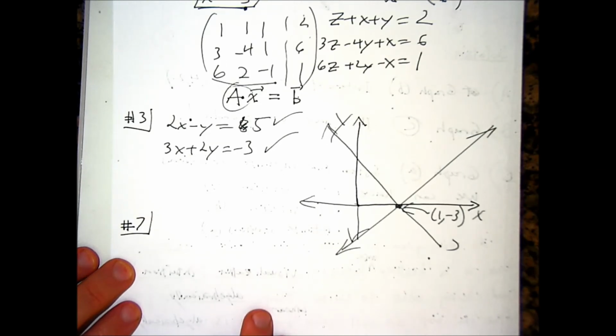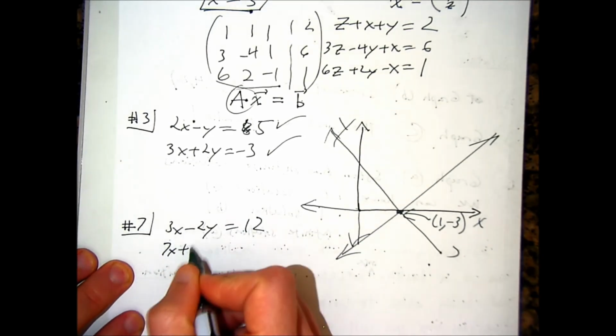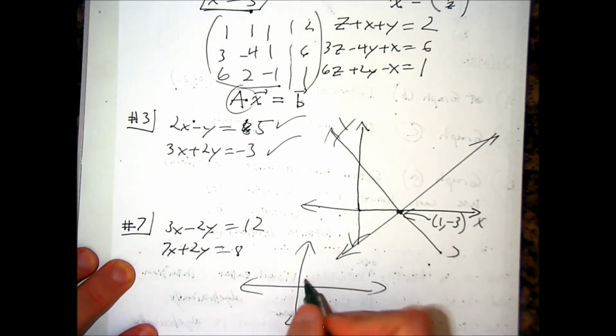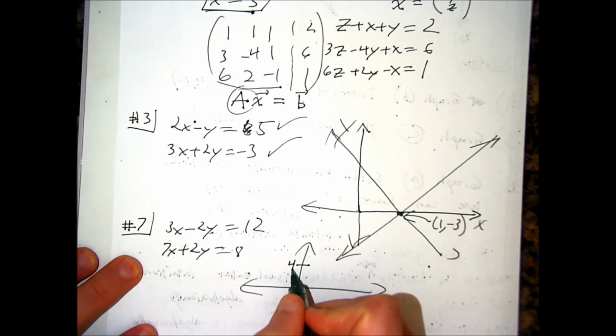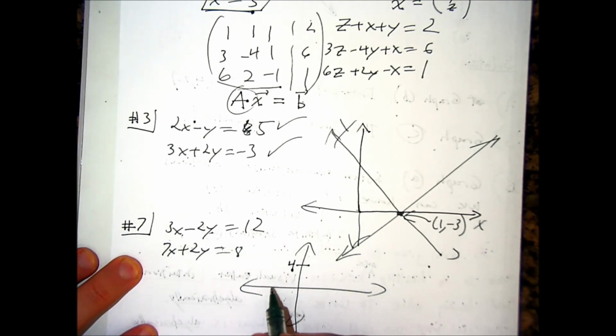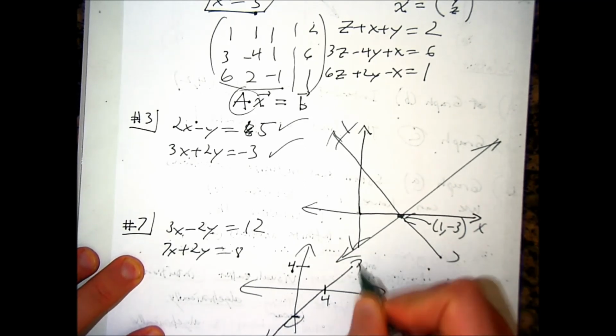It's just doing the example that we did before again. And then number 7, they want you to solve it by graphing. So we have 3x minus 2y equals 12, 7x plus 2y equals 8. So let's graph this. When y equals 0, x has to be 4. When x is equal to 0, y has to be -6. So this is this line right here for the first one.